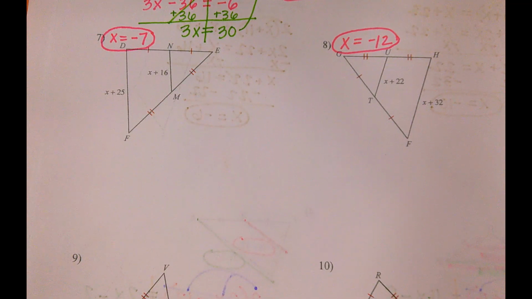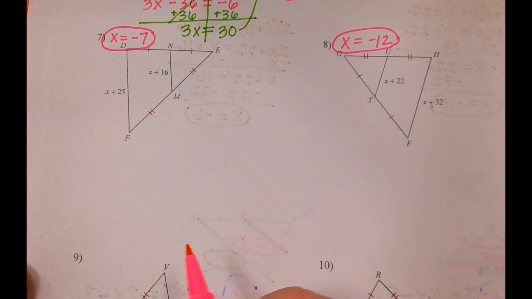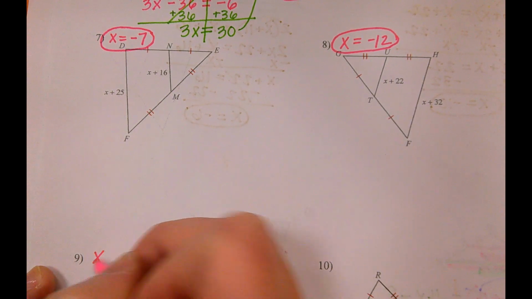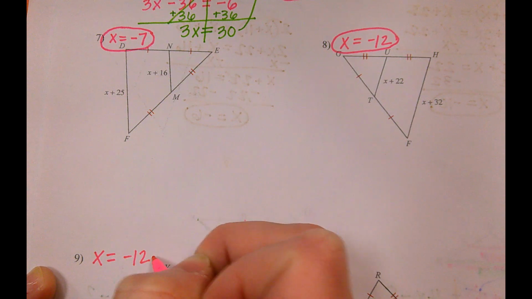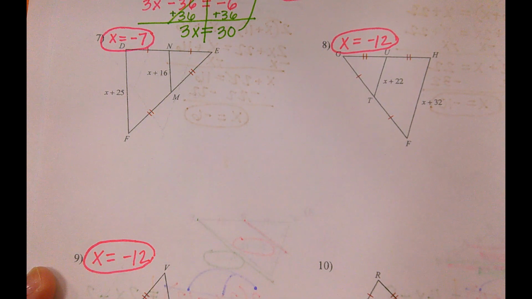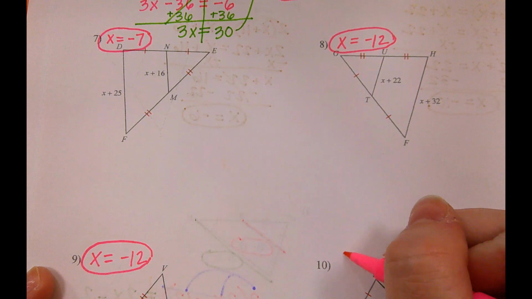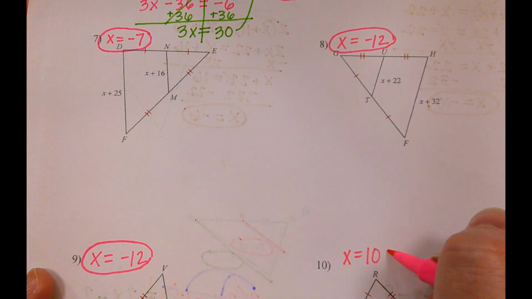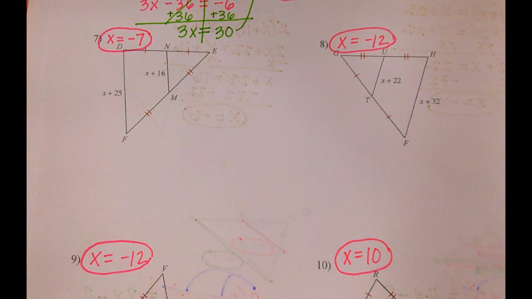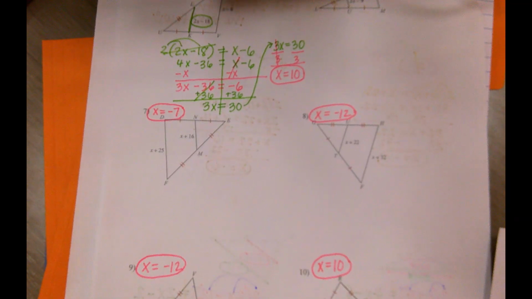Number 9, you should again get x equals -12. And number 10, you should get x equals 10. Okay. So that is for the second page there.